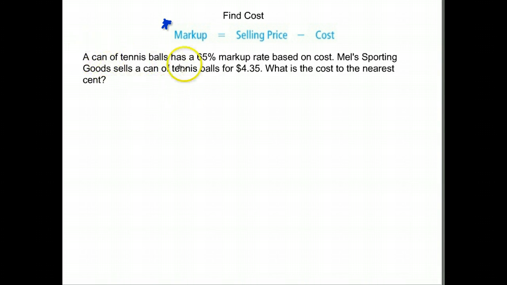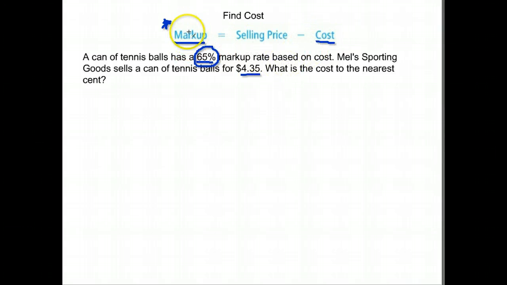It says a can of tennis balls has a 65% markup rate based on the cost. Mel's Sporting Goods sells a can of tennis balls for $4.35. What is the cost to the nearest cent? Now we're going to have to use some algebra here, because they didn't give us the actual dollar amount of that markup. They just said it's 65% of the cost. And we don't know what the cost is. So we have two things we don't know.